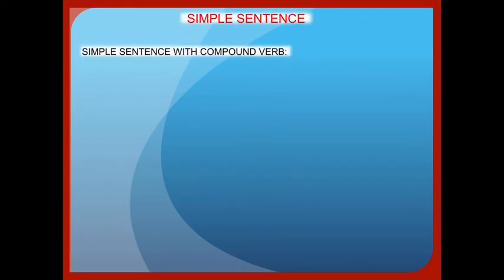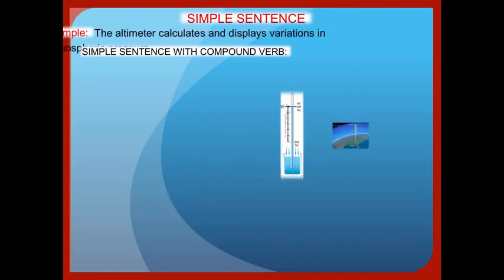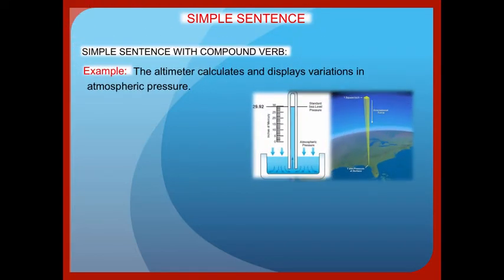An example of a simple sentence with a compound verb would be, the altimeter calculates and displays variations in atmospheric pressure. The words calculates and displays are compound verbs in a simple sentence. The linguistic typology is S plus V1 plus V2 plus O.